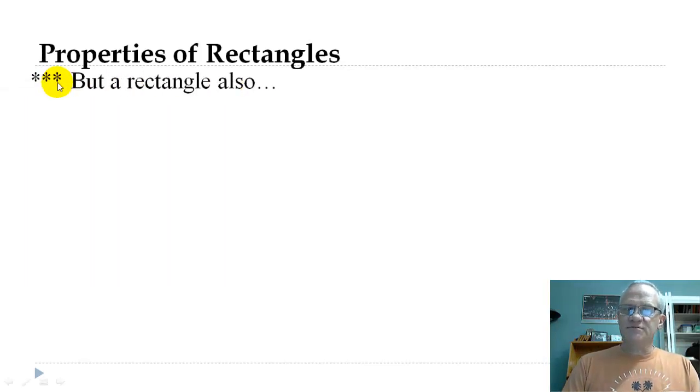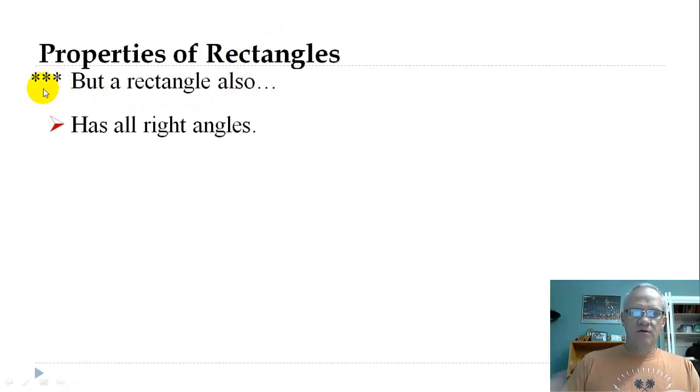Okay, but a rectangle also has new stuff, again, also very important because of the 3 asterisks. First of all, what's different is it has all right angles. So right angles, remember, are 90 degrees. So all the angles in a rectangle are 90 degrees. So basically, a rectangle is just a parallelogram with 90-degree angles. Okay? So that's really important. Remember that rectangles have right angles.